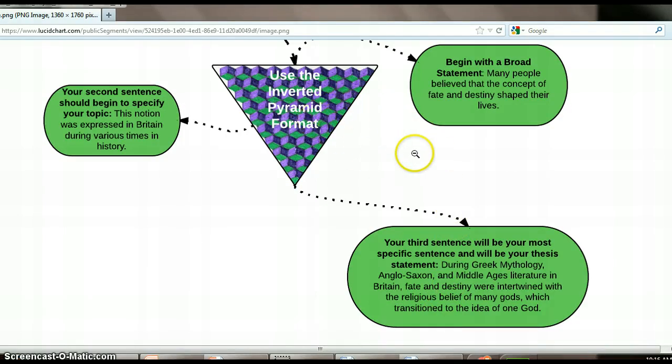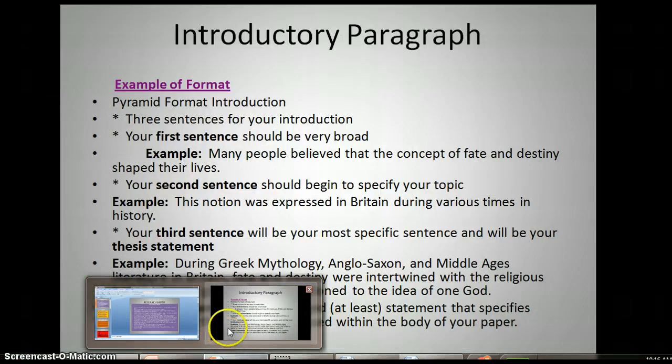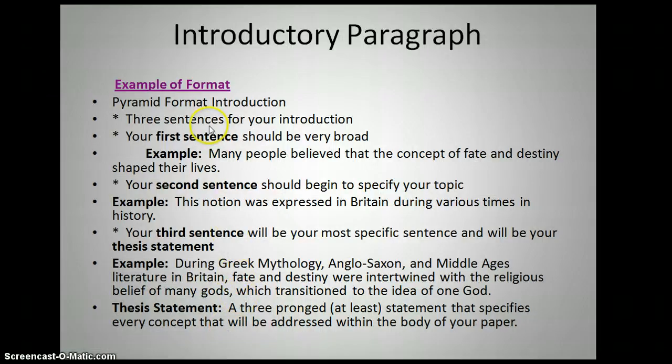The introduction, that's your 3 sentences. 1, 2, 3. That's all you need to create a thesis, okay? And again, you can go right back to this and look this up again. You can pause this video and take a look. See the definition of the thesis statement, the 3-pronged statement. Here are your examples, etc.